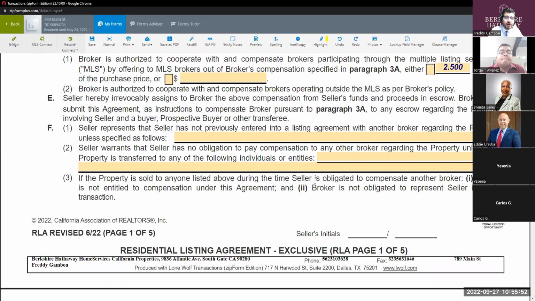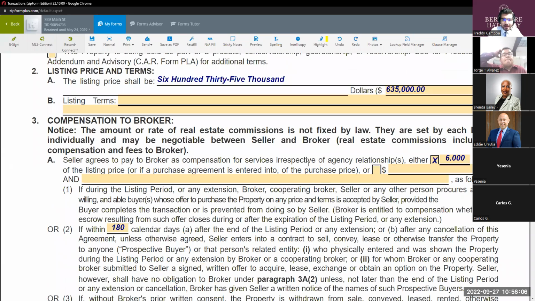Because he's letting you know from the beginning that he has no obligation to pay compensation to any broker if it's been transferred to the following individuals or entity. So the name will go here. But now let's go back to letter B.